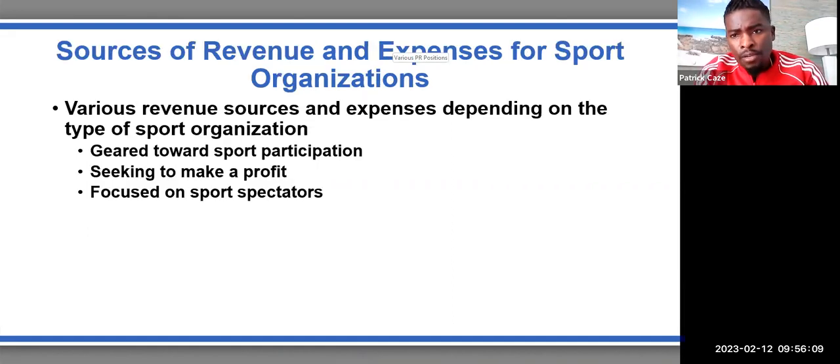So, different sorts of revenue and expenses for a sports organization, okay? Depending on the type of sport, it could be geared towards sports participation, or we're looking to make a profit and focus on sports spectators, really trying to see what we can get out of the spectator. There's a certain amount of money that we know we're going to get from the sponsors and from our distribution deals and broadcasting deals, right? But usually those are fixed and long-term.